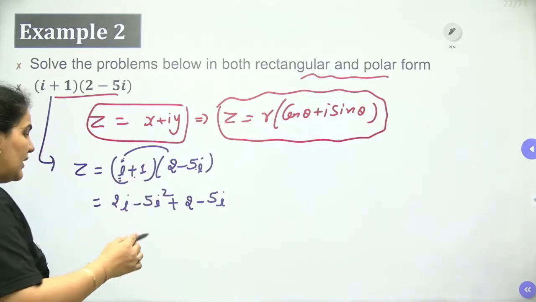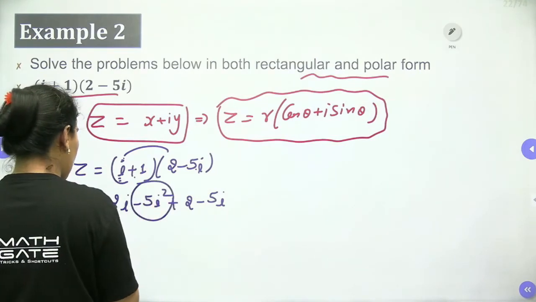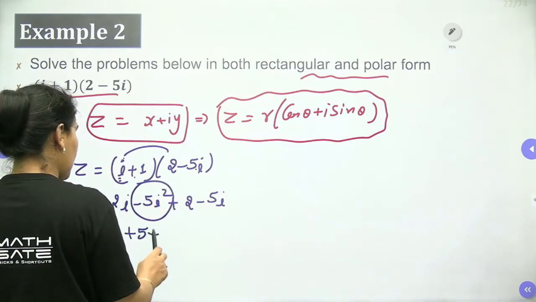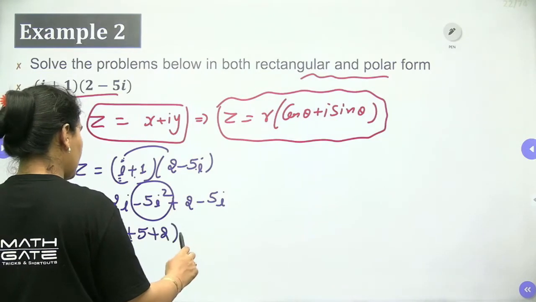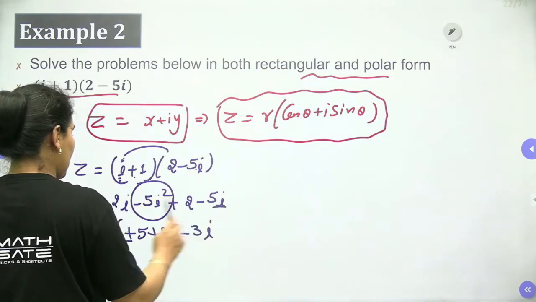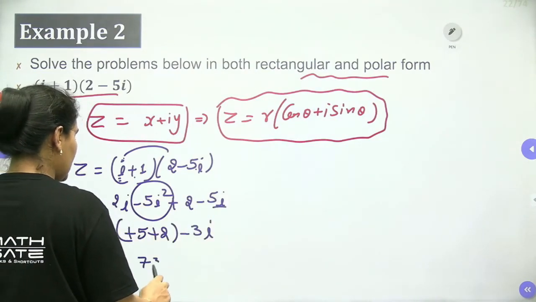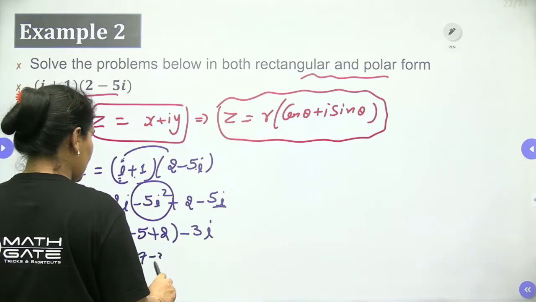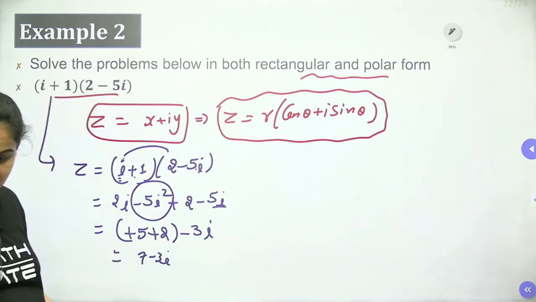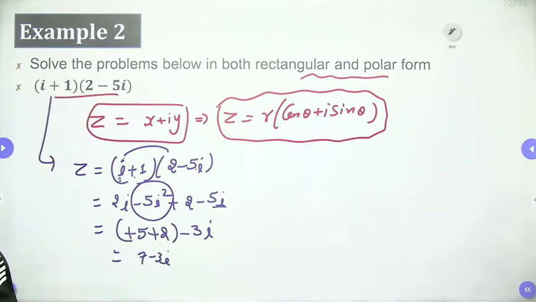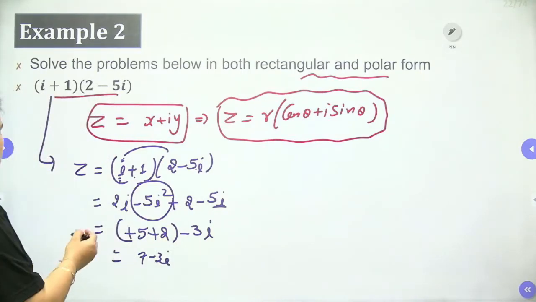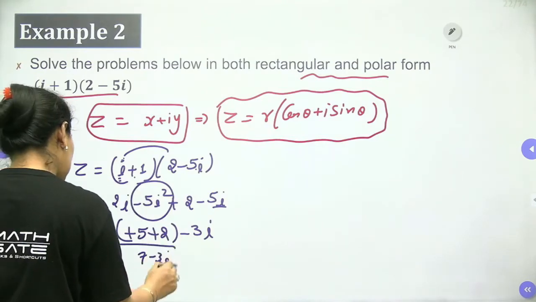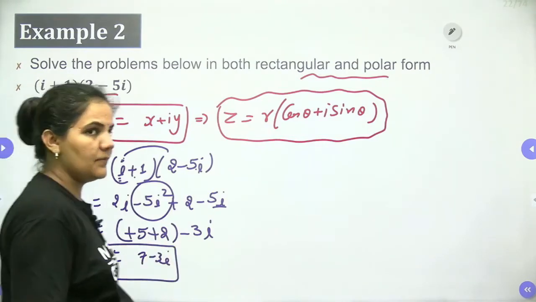Iota square is equal to minus 1, so we can approach here: minus minus plus 5 plus 2, that is equal to 7, and minus 3 iota minus 5 plus 2 iota. So hence the standard form will be 7 minus 3 iota, dear students. You can see your standard form will be 7 minus 3 iota only. Yes, so your z is equal to 7 minus 3 iota.